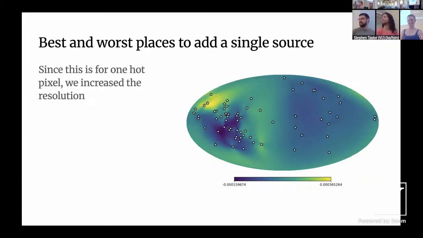Yeah. Oh, I mean, I can do this one at least. So first, we just wanted to see the best and worst places to add a single source. And what we did for that was basically make a matrix that calculated a tiered list of which pixels would be best to inject one source. So that one was a bit straightforward, a lot faster. So we got pretty good resolution here, a lot more than 192 pixels.